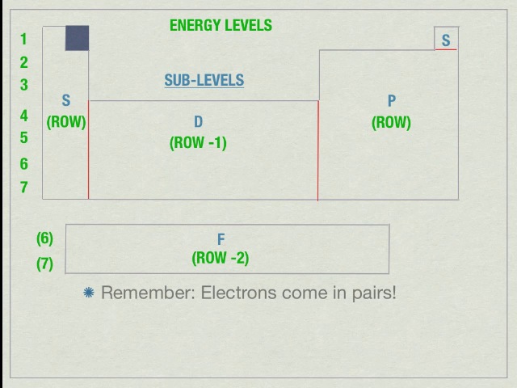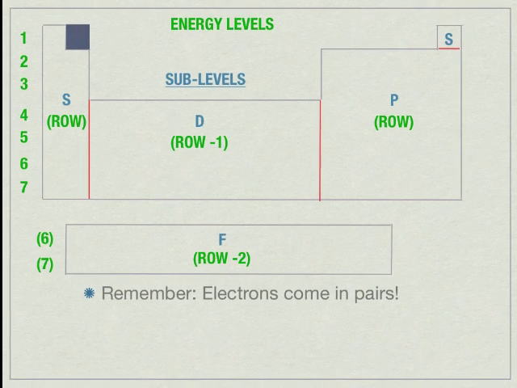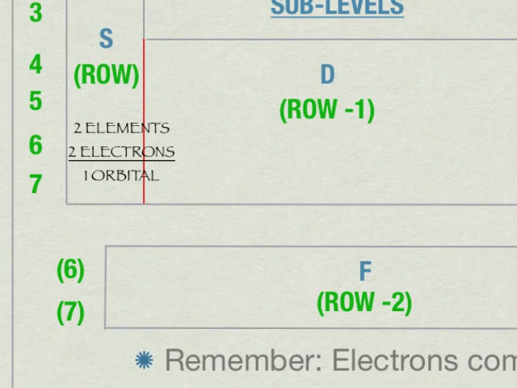We have to remember that the electrons come in pairs. So we already kind of talked about this. For the S's, there's 2 elements in each row, which means they can fit 2 electrons. So there's 1 orbital for the S.